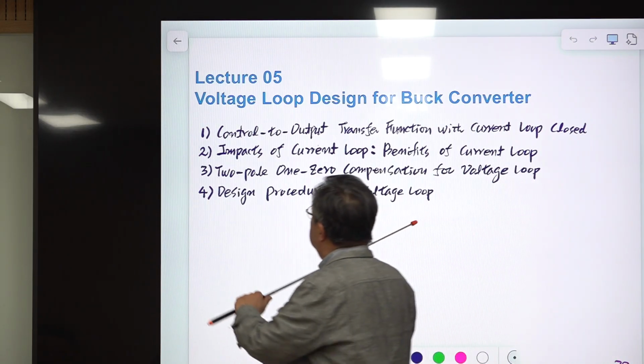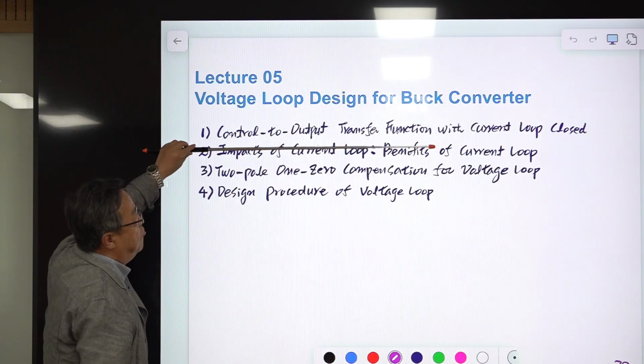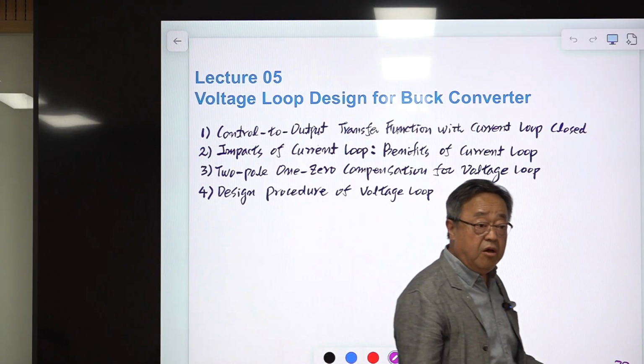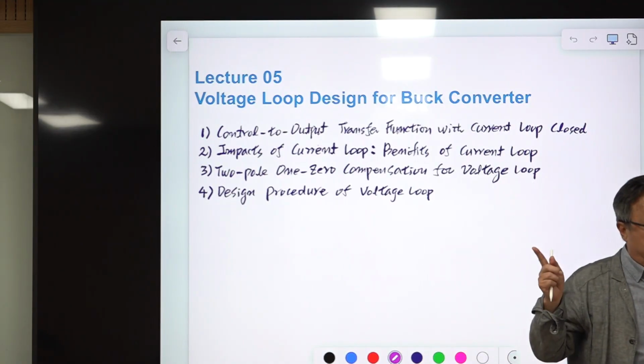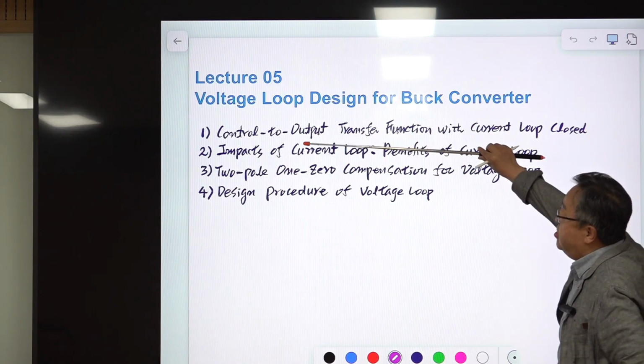Okay, so let me use the buck converter for the simple example. The first concept is the control to output transfer function with the current loop closed. This is very important. We identify a similar transfer function in voltage mode control, but here the current loop is already closed. So with that condition, we need to evaluate these things.